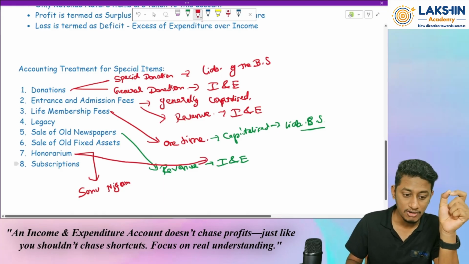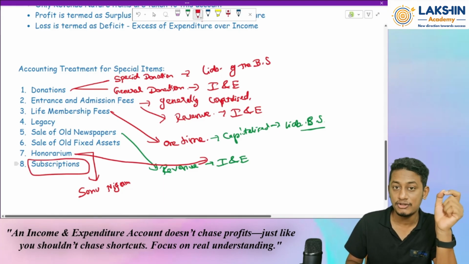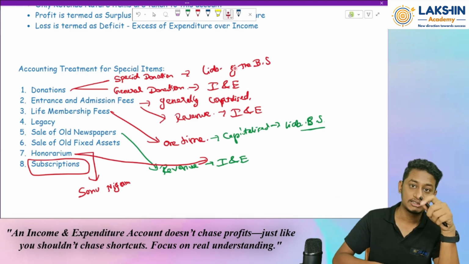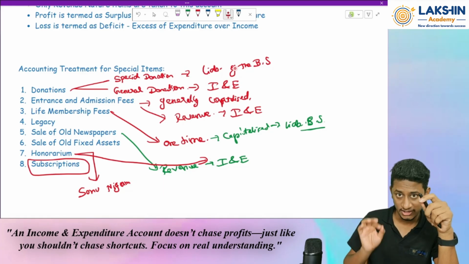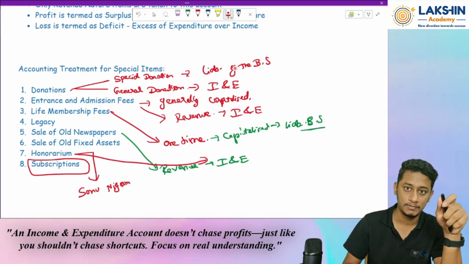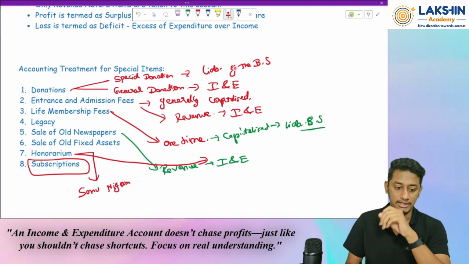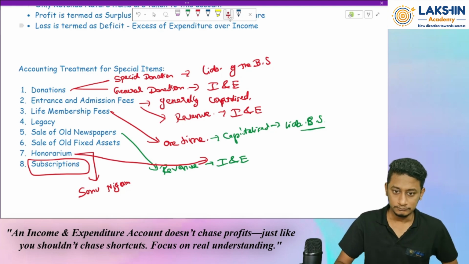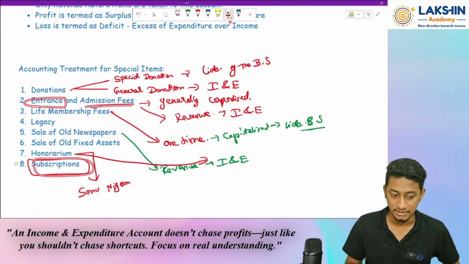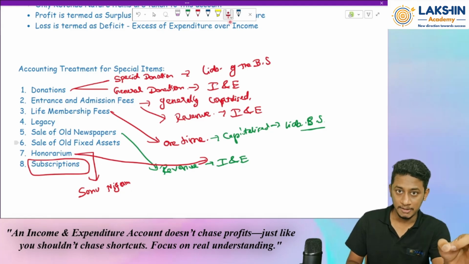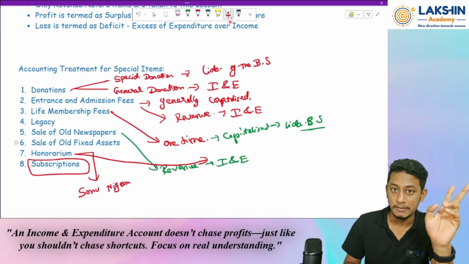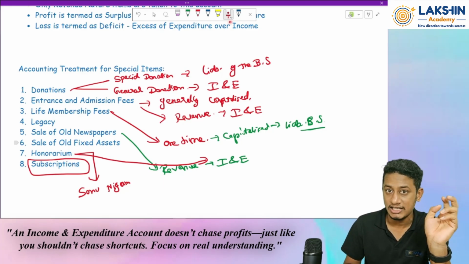Clear? Okay. Then we have subscriptions. This is a major part that you need to take care of, because there can be two types: subscriptions which are received, and subscriptions which are paid. Generally, in this chapter, whatever subscription word you hear is a receipt. Now, what do I mean by subscription? Just like my entrance or admission fees, we have subscriptions. These are incomes which are received on a recurring basis. You have heard of subscription to newspapers, subscription to weekly journals or monthly journals.